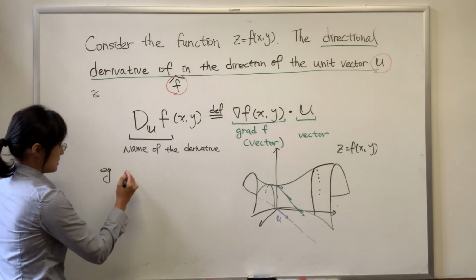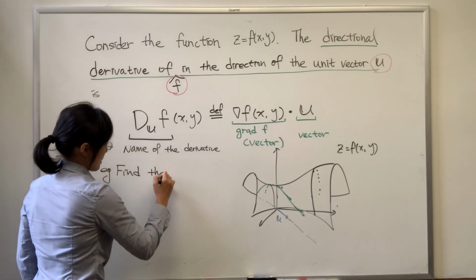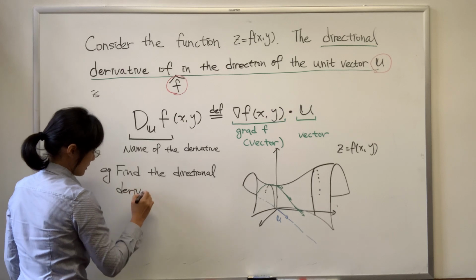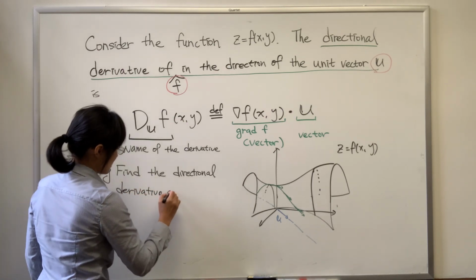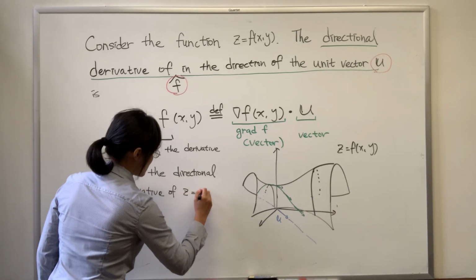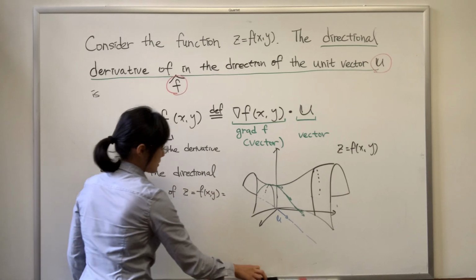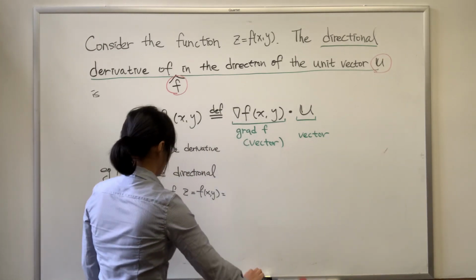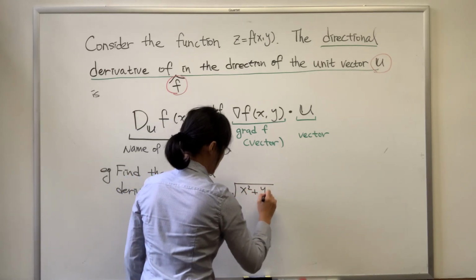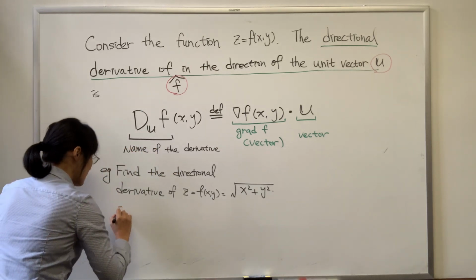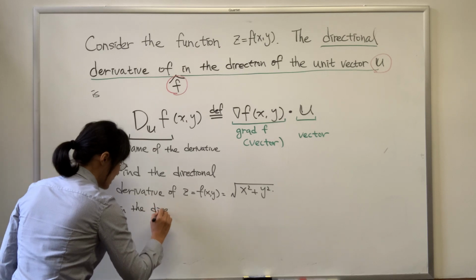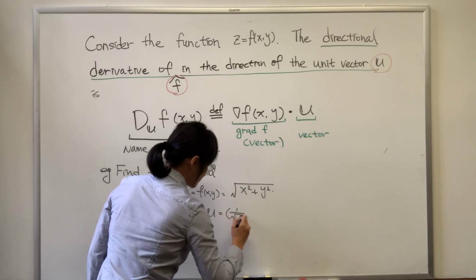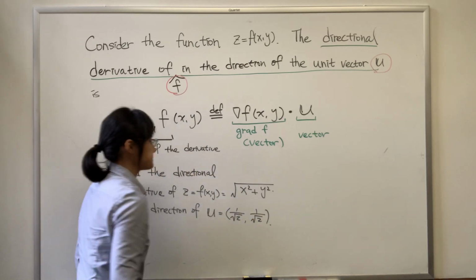Find the directional derivative of z equals f of x, y equals the square root of x squared plus y squared, in the direction of u equals 1 over root 2, 1 over root 2.